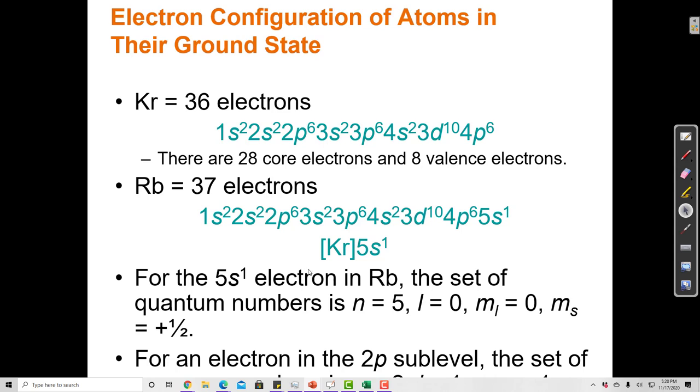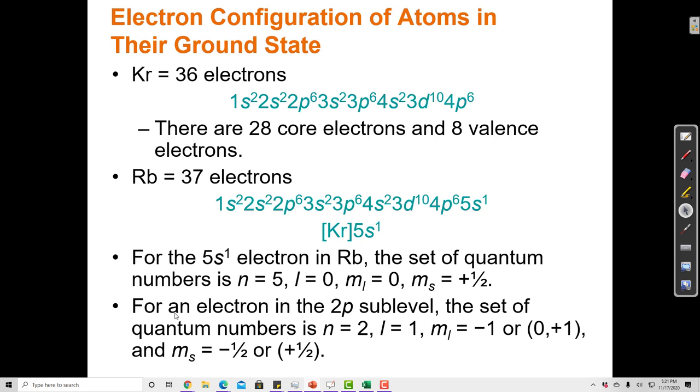So in rubidium, the set of quantum numbers for that one 5s electron is n equals 5, so that's my principal quantum number. l equals 0, because l equals 0 tells me that I have an s electron. ml equals 0, because for s orbitals, ml is always 0. And ms is either plus 1/2 or minus 1/2. It could be either because those are equivalent. So if I'm trying to give the quantum numbers for a 5s electron, it could be this set of quantum numbers, and ms could be plus 1/2 or minus 1/2.